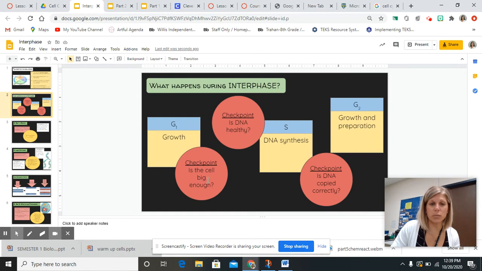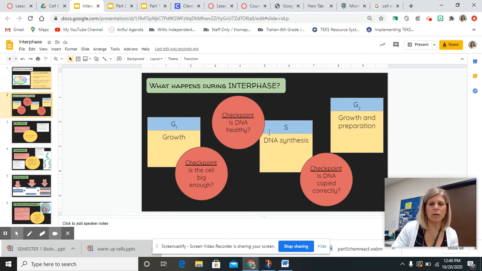This checkpoint takes place with a specific protein that checks to make sure the cell's big enough. Right after that, a different protein comes in and checks to make sure that the DNA that's going to be copied is healthy enough to be copied. So a lot of people consider these 2 checkpoints to be one, and they often mark it on the cell cycle diagram as 1 checkpoint. I wanted to make sure you understood that difference.